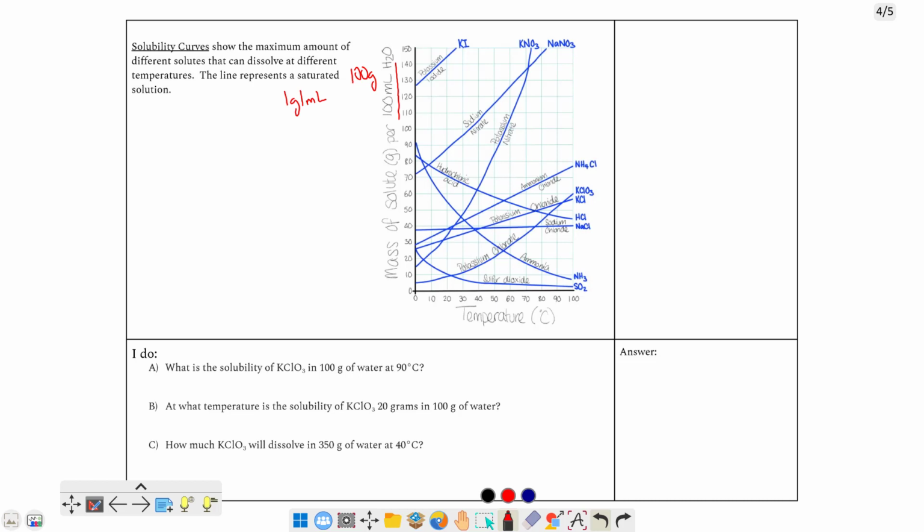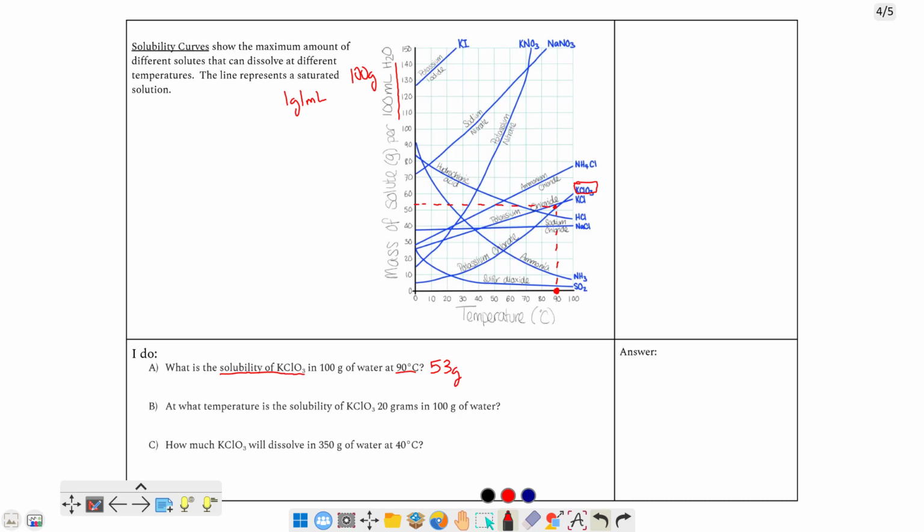Now to find the solubility of KClO3 at 90 degrees Celsius, the first thing we're going to do is find 90 degrees on the x-axis. And then my KClO3 line is right here, and so I'm going to carefully move up to that line just like this. And then to finish it out, we're going to read the number of grams by coming across to the y-axis. And I think that's somewhere around 53 grams, and there's room for error there. You might say it's 54 or 52, and we're all going to be okay with that answer.